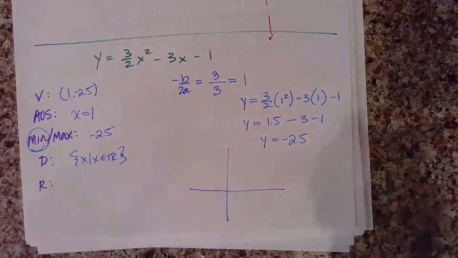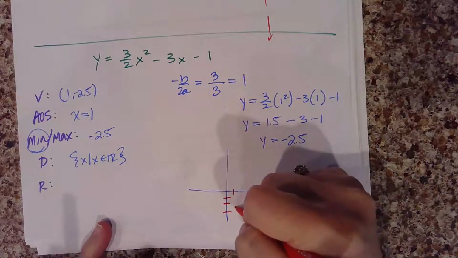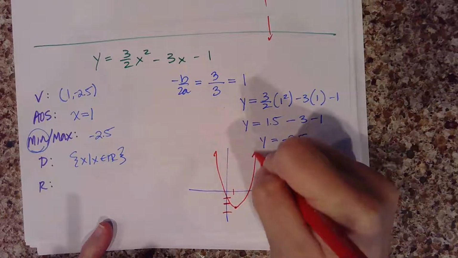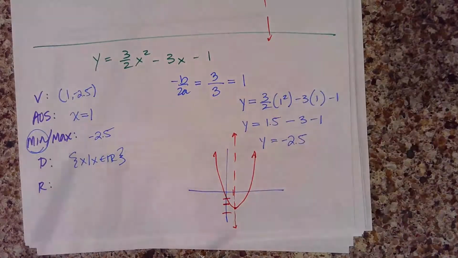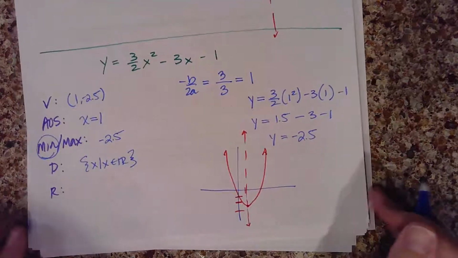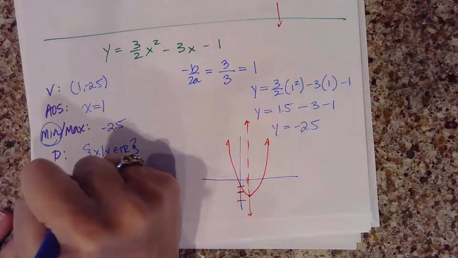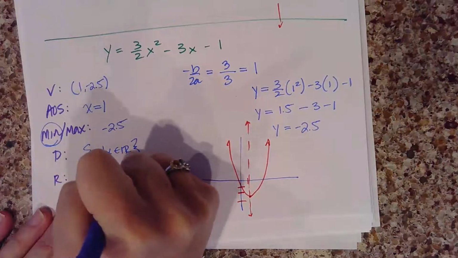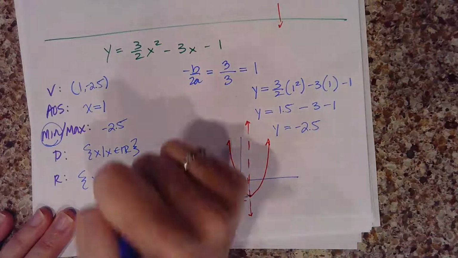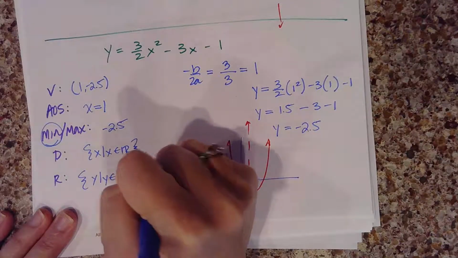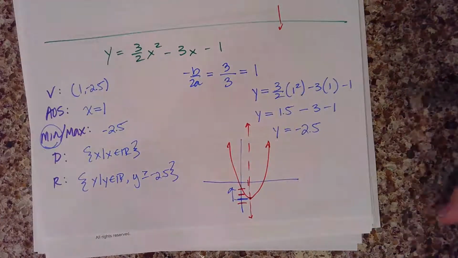And let's see here. My vertex is at 1, -2.5, about right here. It's going to open up, something like this. It's going to have an axis of symmetry. And so my range is going to be, this is at -2.5, so I want -2.5 on up. So y is greater than or equal to -2.5. And that would be your graph.